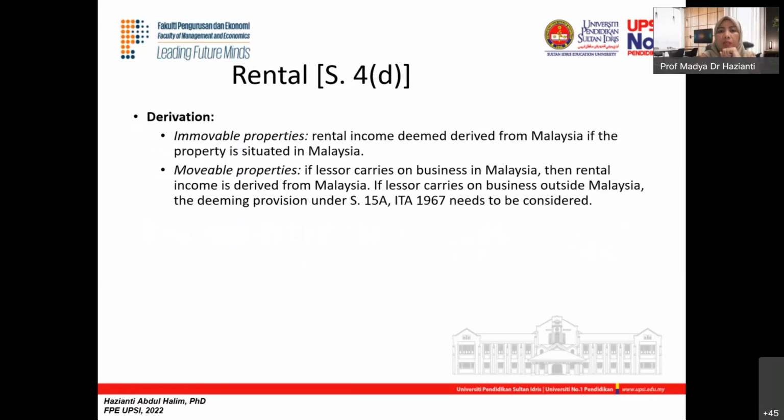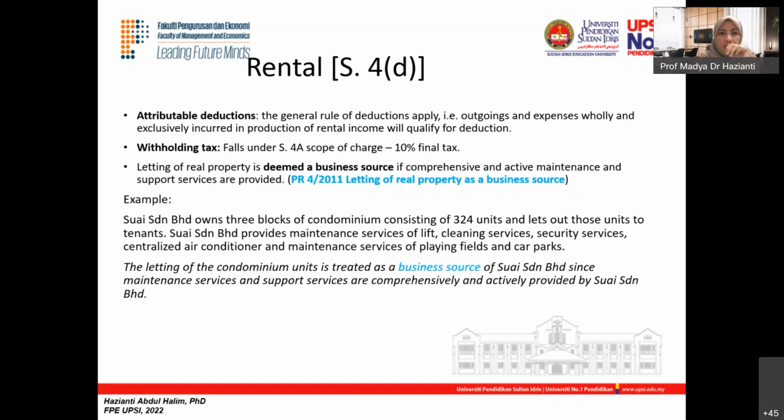So it can be immovable properties, rumah, or movable properties. It can also be rental income from car, semua. Itu pun masuk dalam rental income. Okay, letting of real property, macam saya kata tadi rumah, kalau sewa rumah, tapi akan jadi business source kalau ada comprehensive and active maintenance and support services are provided. You bagi sewa, you jaga rumah, you cuci, buat maintenance apa semua, itu masuk dalam business source. Tapi if you rent the house, you ambil sewa bulan-bulan je, tak peduli yang lain-lain tu, setakat repair and maintenance sikit-sikit je, that is considered under section 4D.